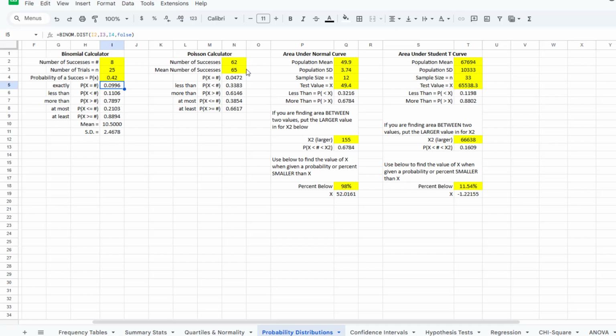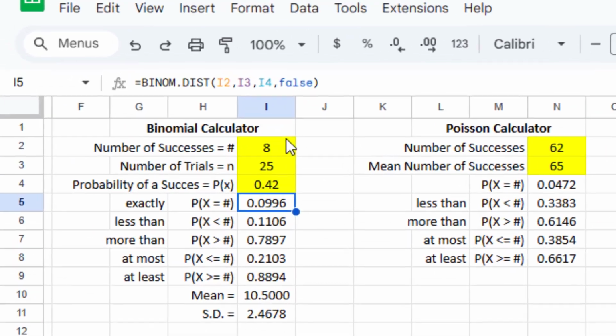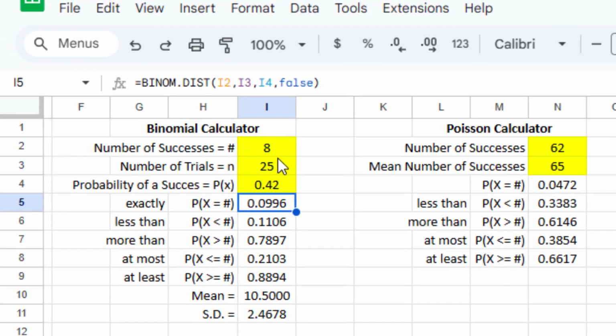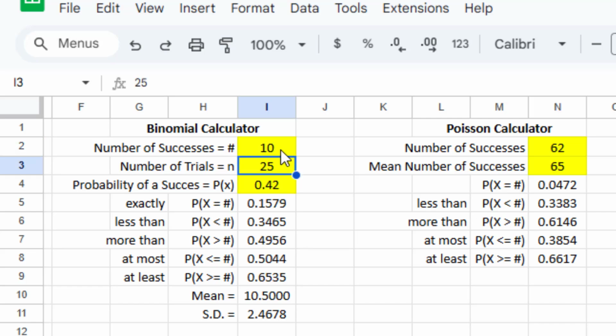So in yellow are the things that I will manually type in for each different question I need to answer. And then everything without a color will be automatically populated by Excel each time, depending on the situation. So for instance, right now I have 8 successes out of 24 trials with a probability of 42% of having a success. If I change this to 10, you will see that all of these changed automatically.